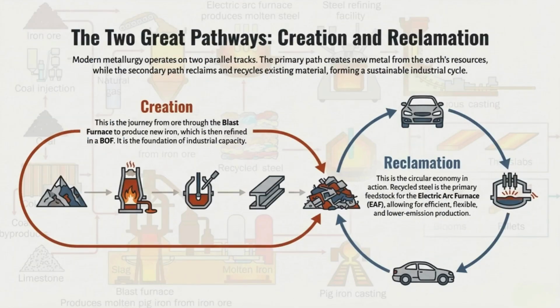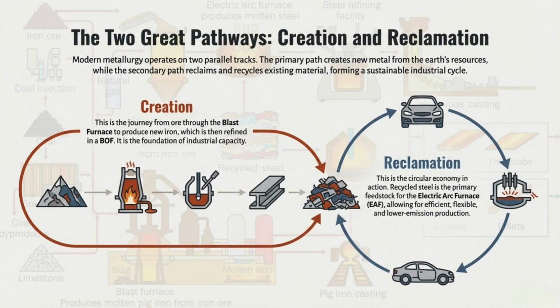As we conclude our journey through the industrial world, this slide brings everything together into one beautiful, sustainable cycle. In modern metallurgy, we don't just make metal. We manage a balance between two main pathways: creation and reclamation. First, let's look at the path of creation. This is the primary path.